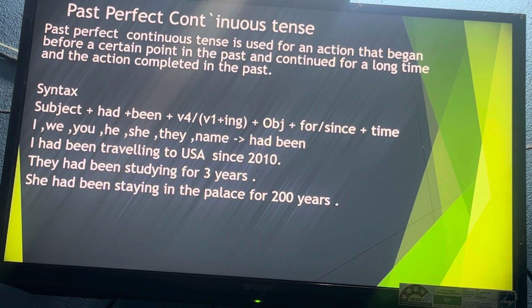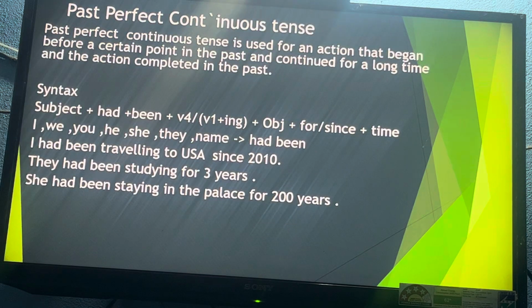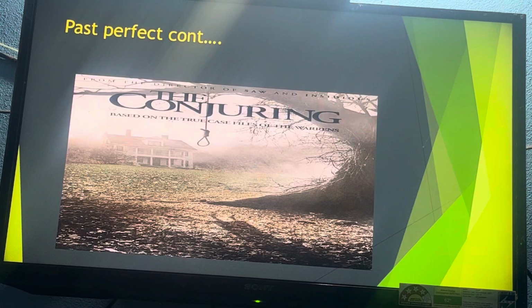So usually past perfect continuous is used even by the relatives, even for fake admirations, and particularly it is used in horror movies. For example, you may remember certain horror movies, let's say Conjuring. Every horror movie starts with the past perfect continuous tense. For example, a ghost had been living in this house for 100 years, 200 years. Even you may remember the Indian horror movie Chandramukhi. Chandramukhi had been staying in the palace for 200 years. She had been performing dance in the night.